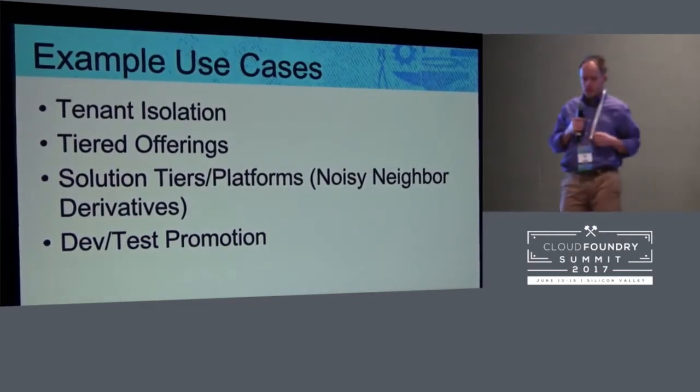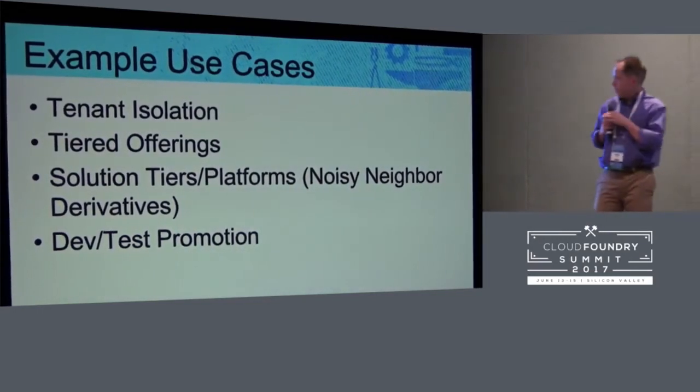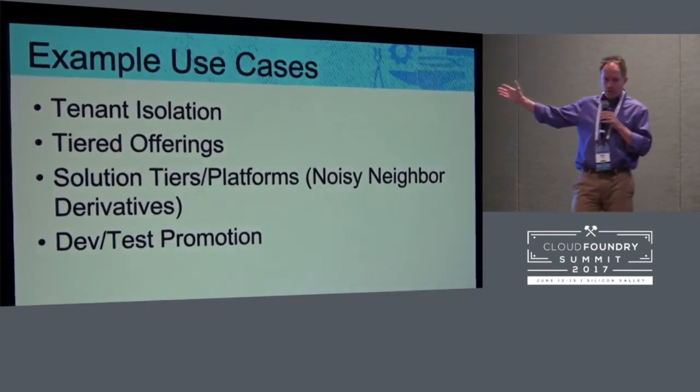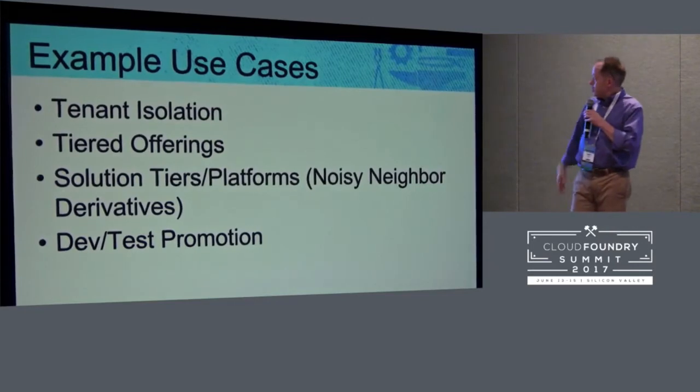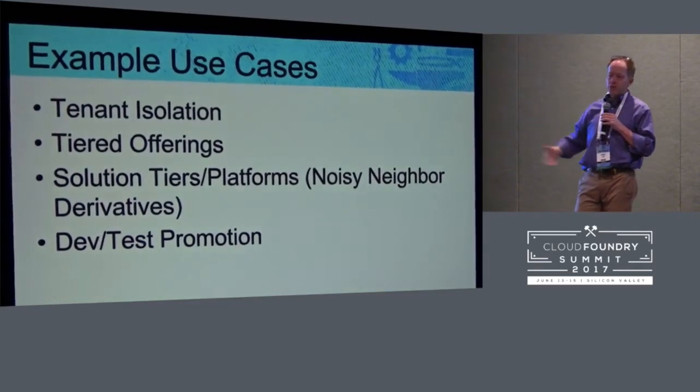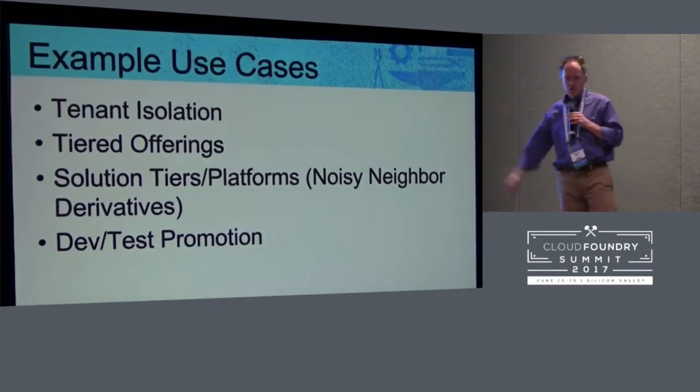Touched on these use cases a little bit beforehand, and as Dan said, we're getting a little short on time, so just going to jump through them. Tenant isolation is the obvious one. That's the one where we started. Tiered offerings, again, if you're a provider, have an isolation segment where there maybe is better service, faster compute, whatever.